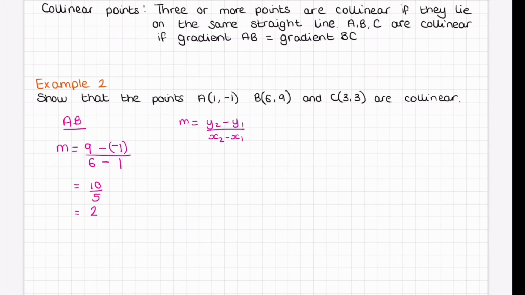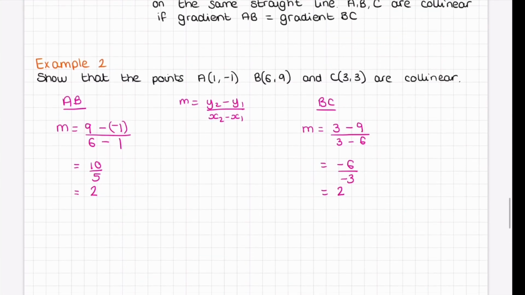Then we want to look at the line of BC. So y2 take y1, so we'll go with 3 minus 9 over x2 take x1, so 3 minus 6, which will give us negative 6 over negative 3. Divide those two and you get 2. So as the gradients are the same and share a common point, the points are collinear, and we just need to write that in a sentence.